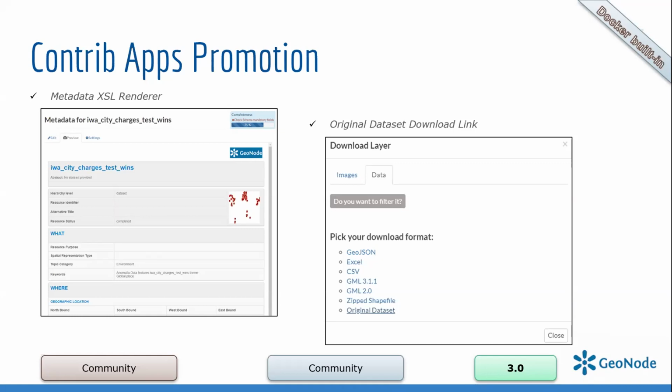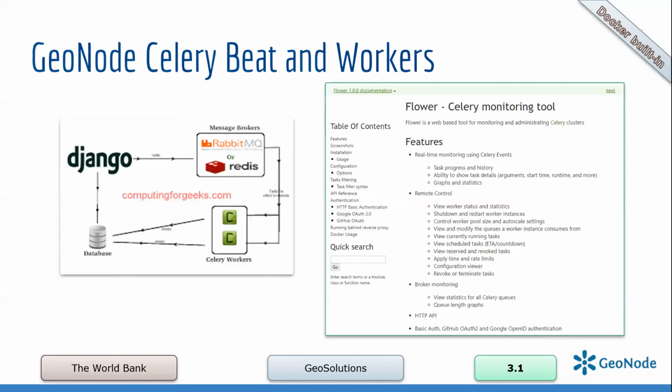The original datasets download link is a link that allows you to provide to the users the original dataset that has been uploaded into GeoNode. So not a portrayal, not a representation, not a conversion done through the OGC services, but the real original data that have been uploaded into GeoNode.